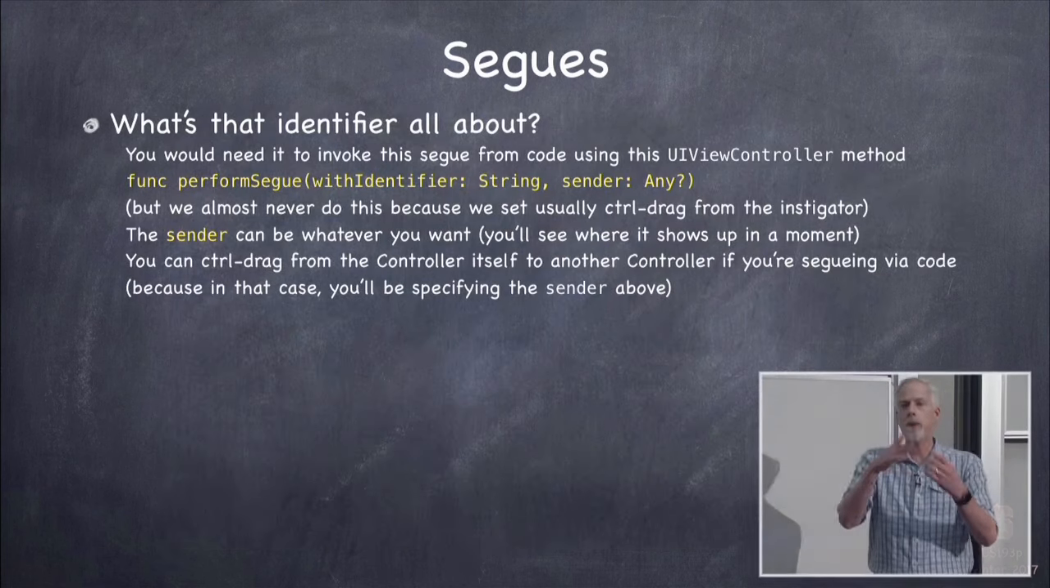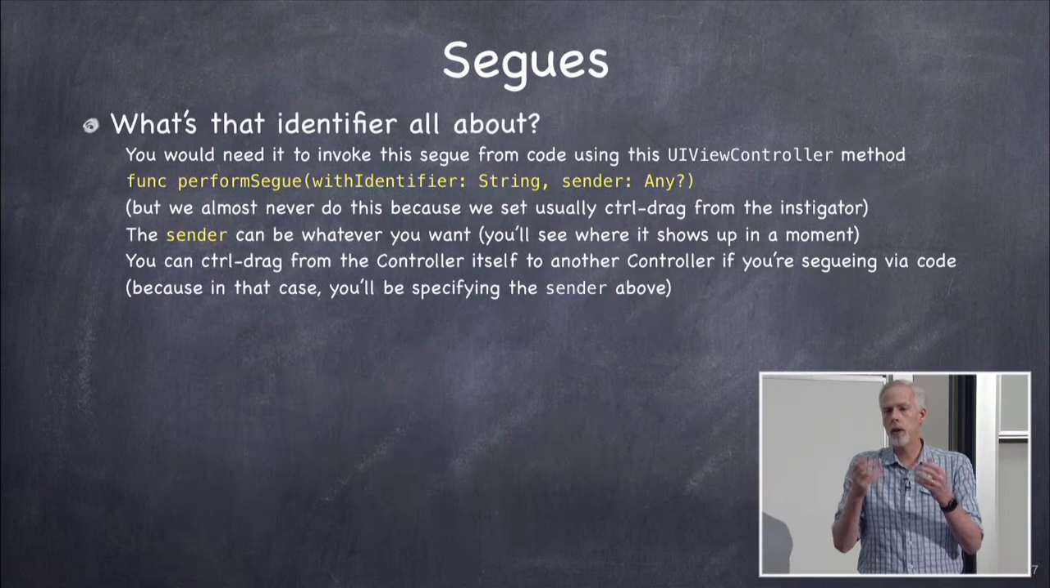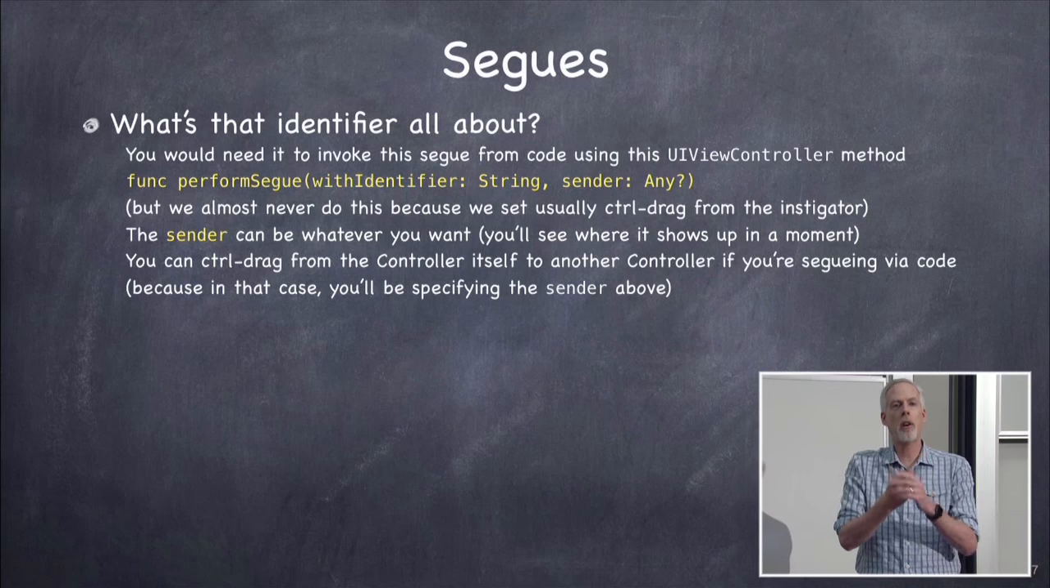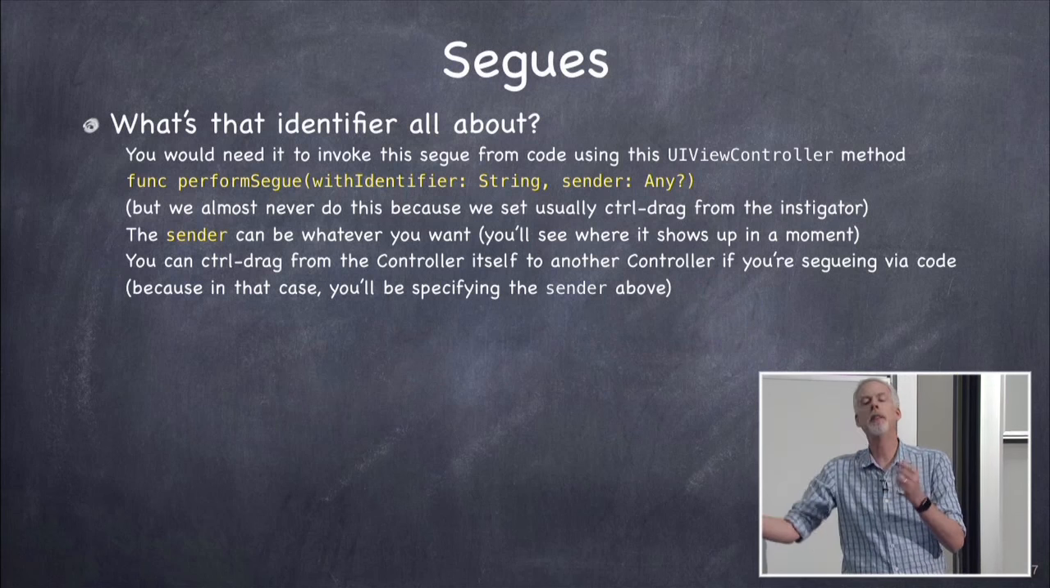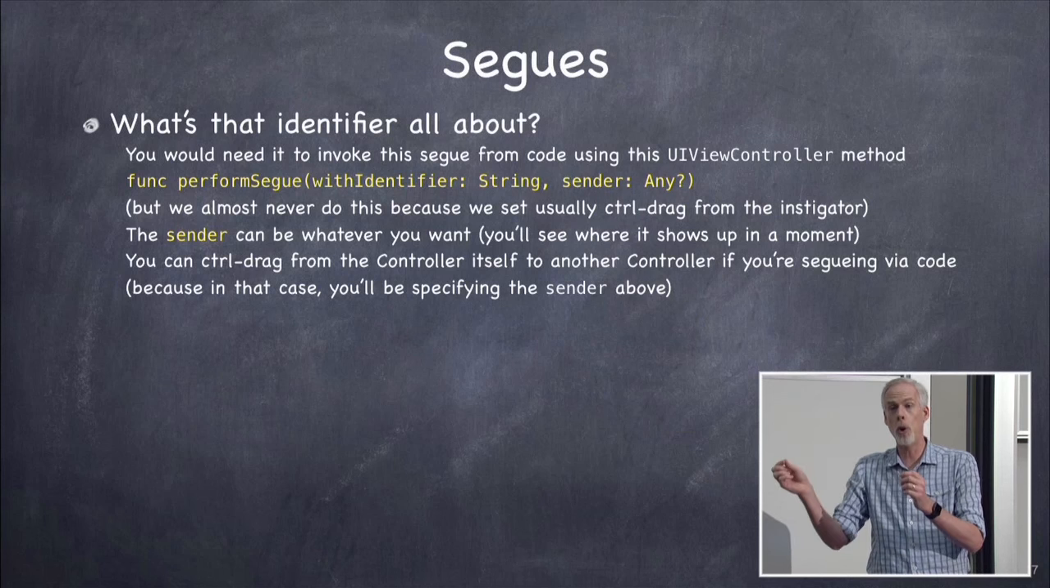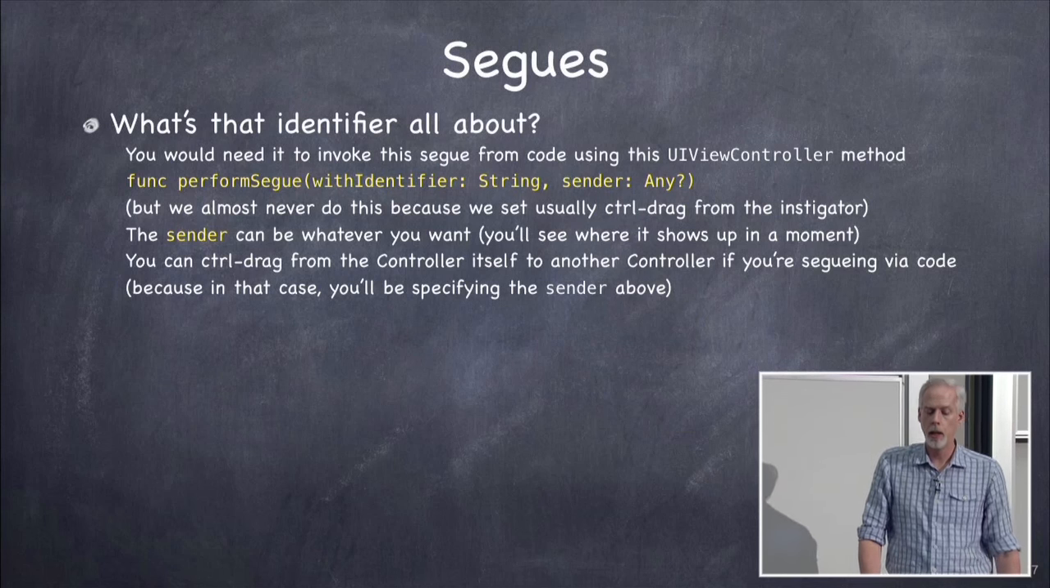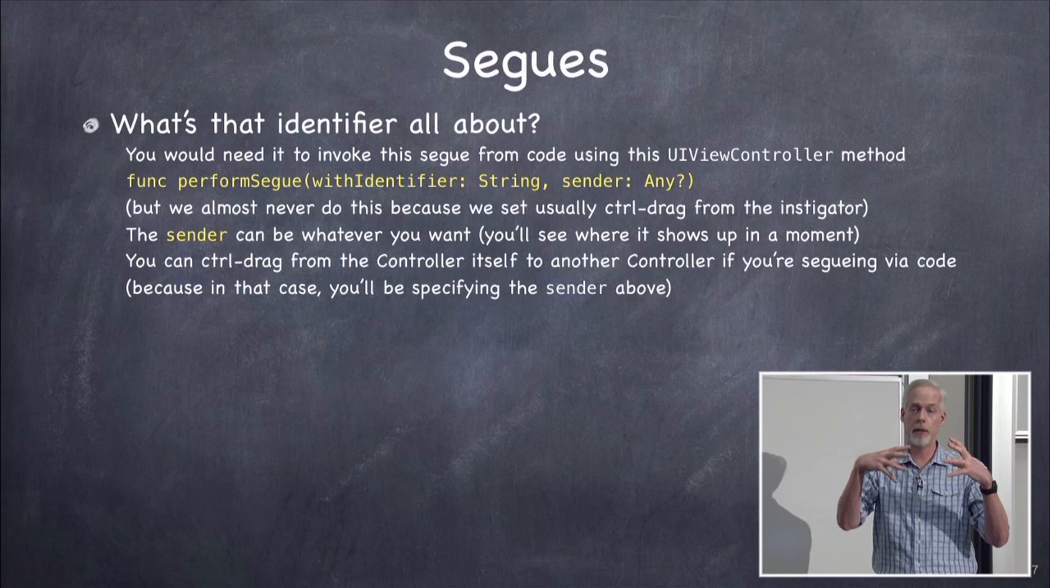And that's true for navigation controller as well. If you have a navigation controller and you have a button that causes another card to slide on, you just control drag from that button to the other MVC. And then you use a show segue, and it'll just work. Has to be all embedded in a navigation controller, of course.